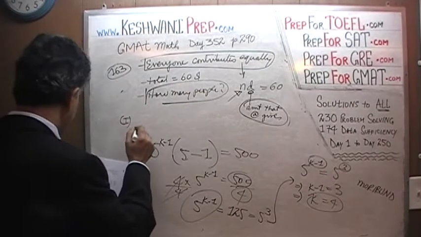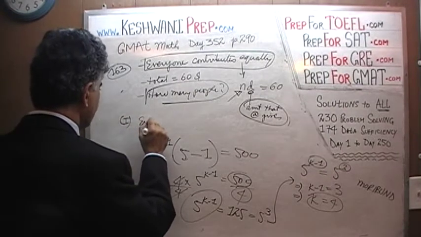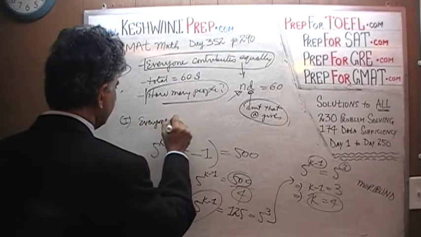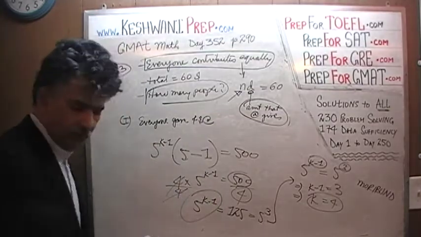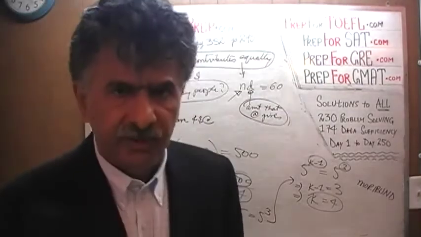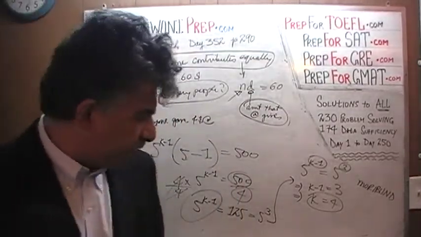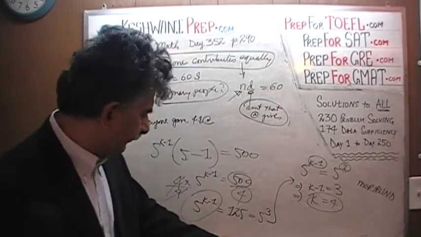In the first sentence, they tell us that everybody contributes. Oh, what do you know? Everyone gave $4 each. This is too silly. If everyone gave $4 each, there are 15 people, obviously, because 15 times 4 is 60. This is way too silly.